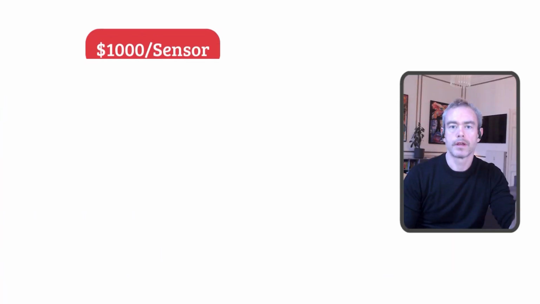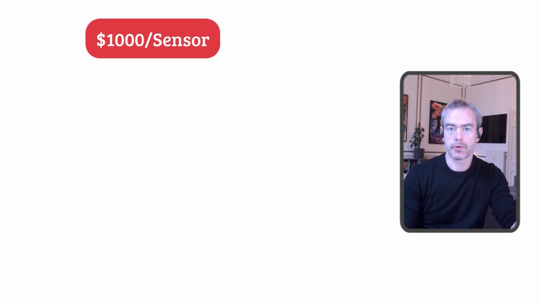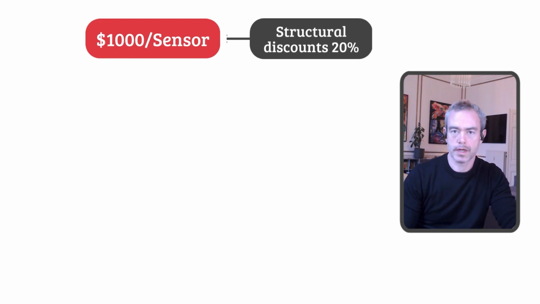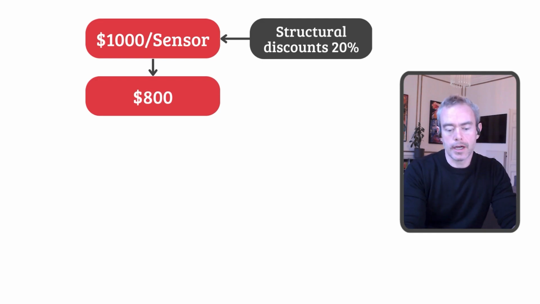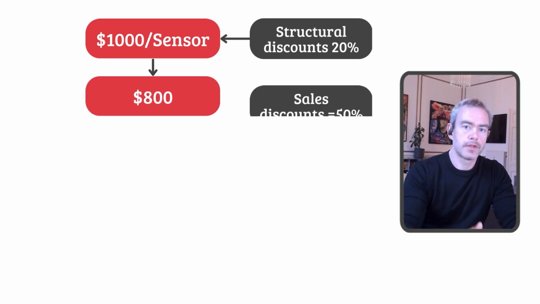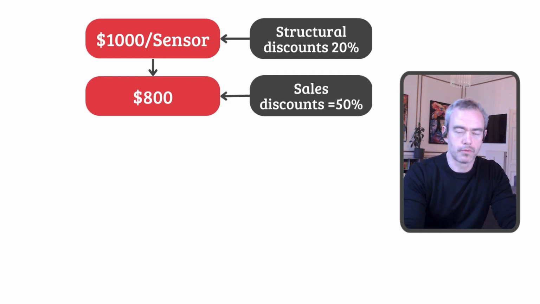Okay, let's say a sensor was, whatever, $1,000 per sensor per year. And let's say the structural volume discount that this client was getting was 20%. So $1,000 goes to $800. Now they also wanted to give a 50% sales discount, which is really high, but never mind. Just follow the math here.